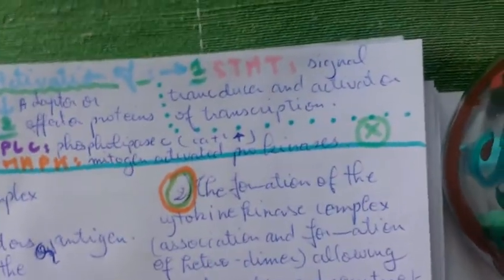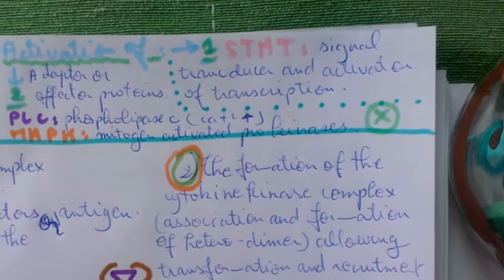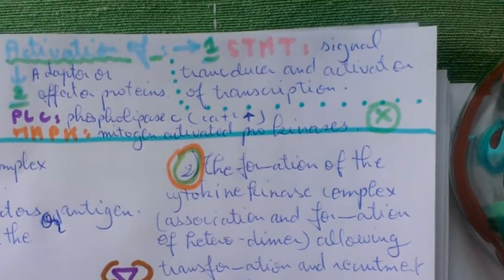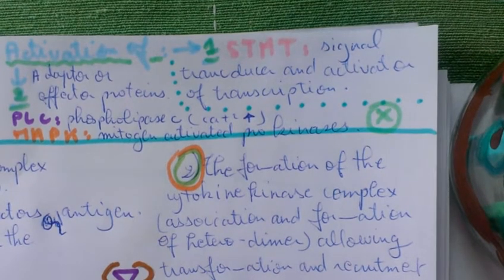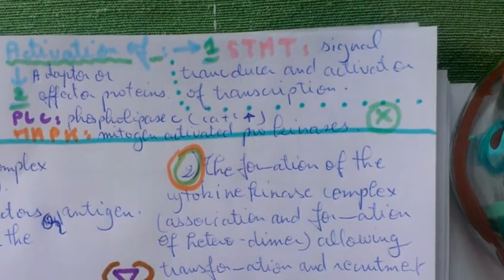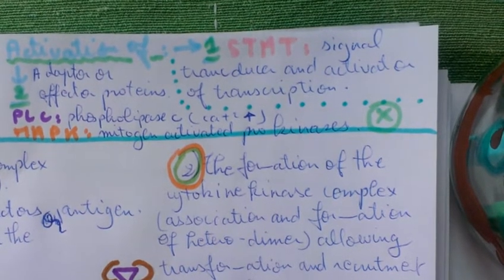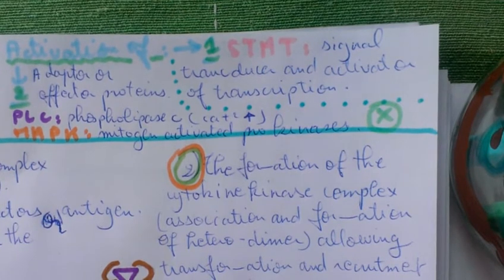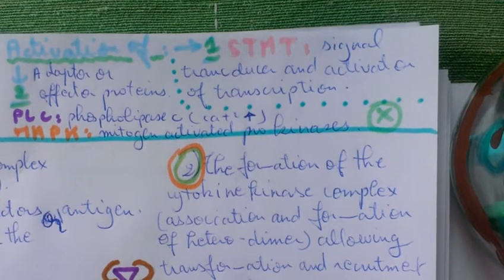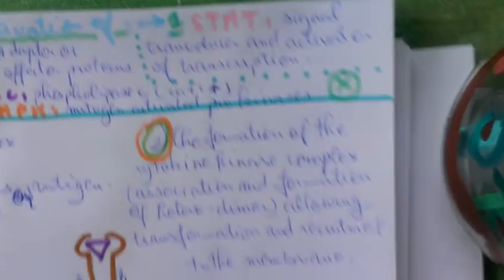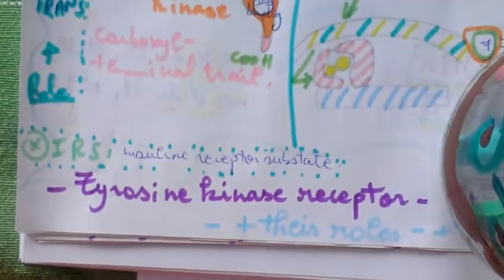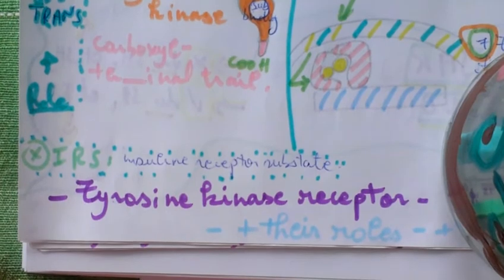And the tyrosine kinase receptor has to activate number 1, STAT, which is signal transducer and activator of transcription. Number 2, generally it's going to activate adapter or effector proteins such as PLC, phospholipase C, MAPK, mitogen activated protein kinases, and IRS, insulin receptor substrate.